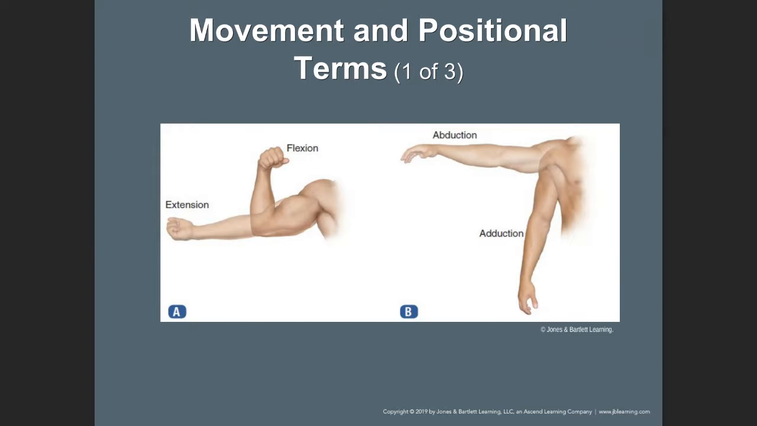And you can have abduction and adduction. There is no bending of any joint. It's simply moving the limb away or close to the body. If the limb is being moved away from the body, it is abduction. If the limb is moving closer to the body, that's adduction.